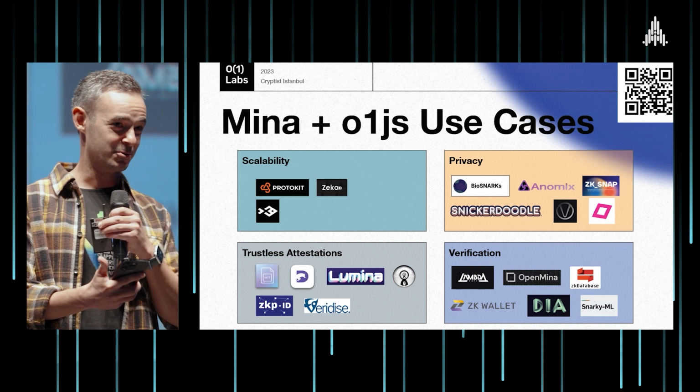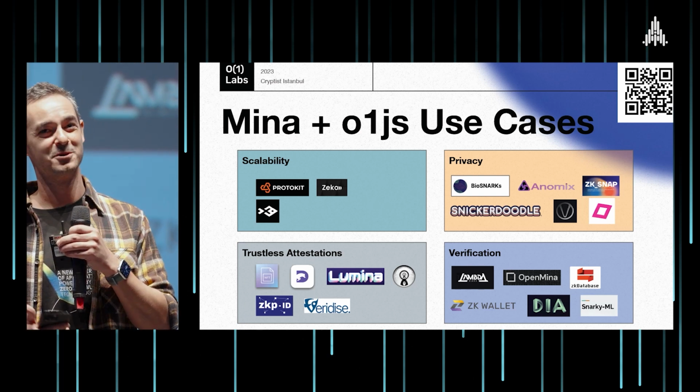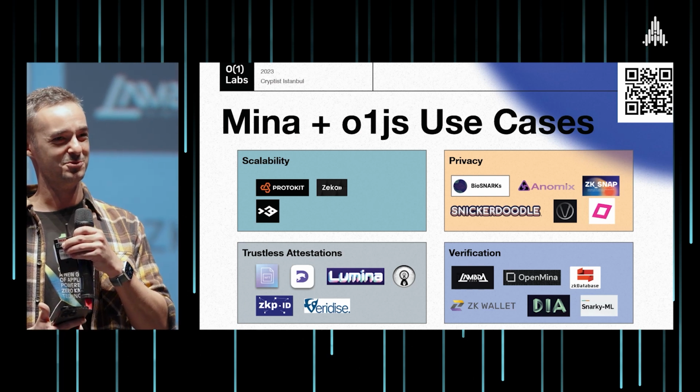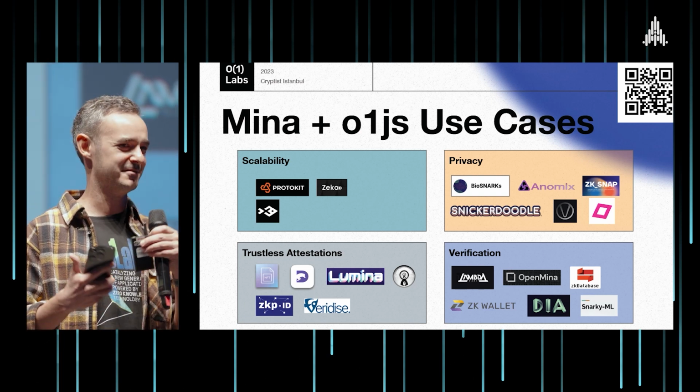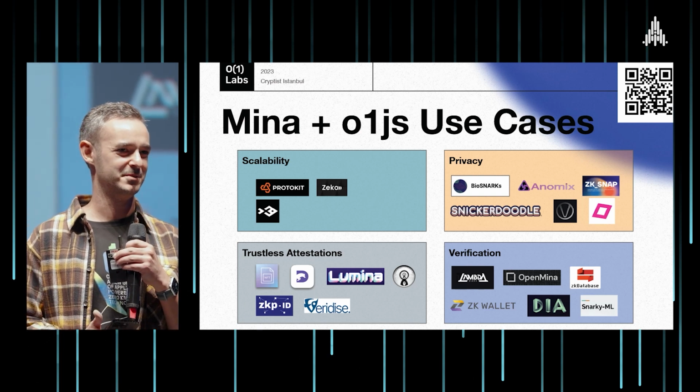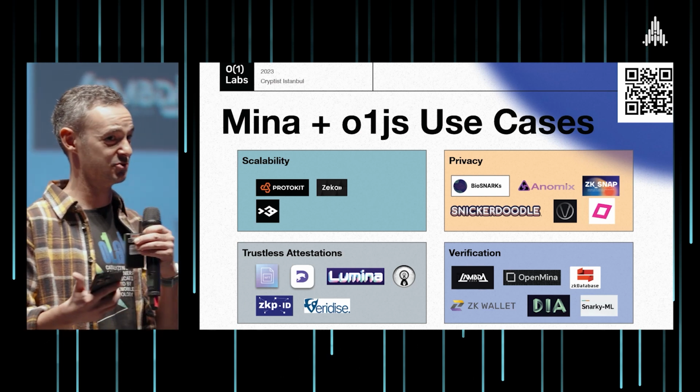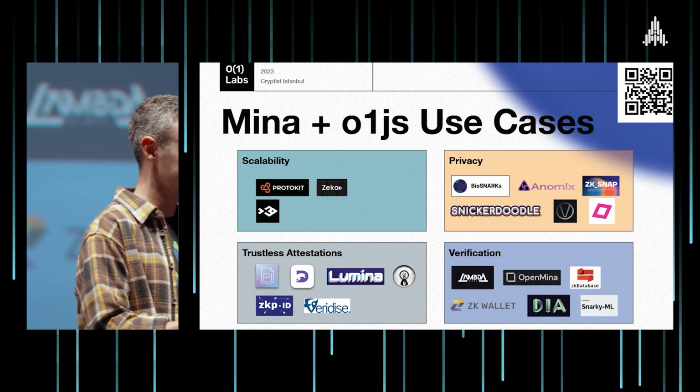DIA is a verifiable Oracle model, so they use custom models for oracles to have custom data feeds, and kind of in a machine learning way, using Mina and O1.js, they can verify that they didn't trick anyone with how they're constructing the models.